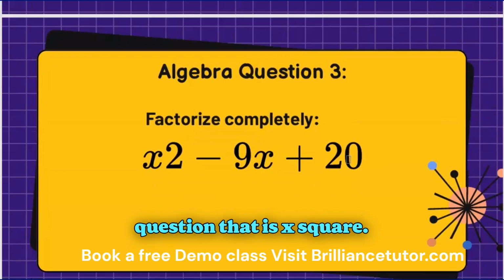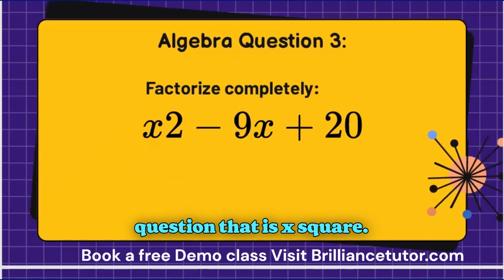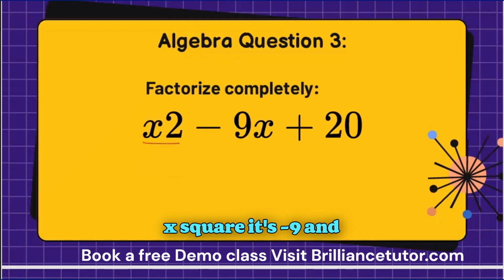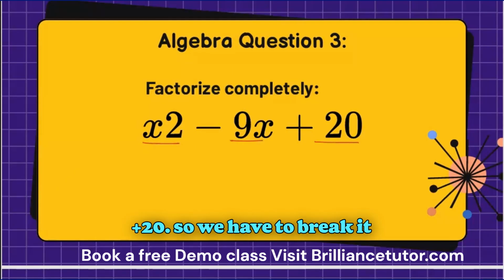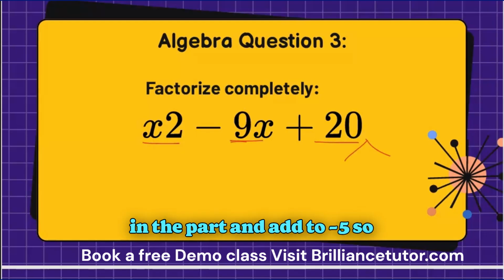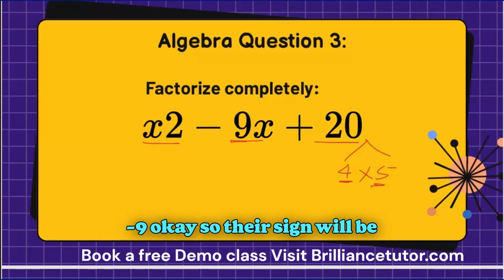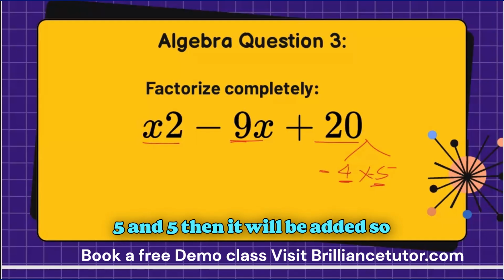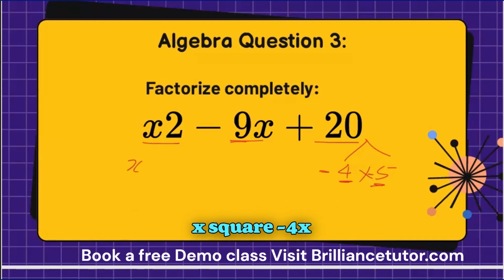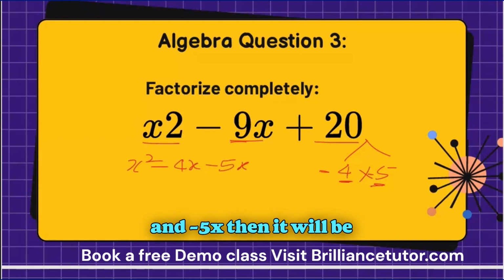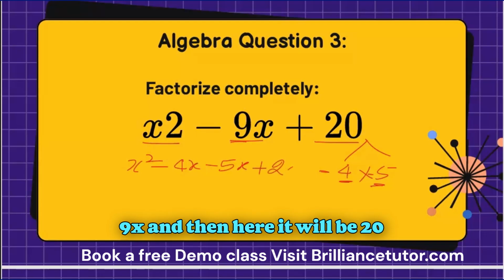So now see the next question, and that is x square minus 9x plus 20. So we have to break it into parts that add to minus 9. We can write 20 as 4 into 5, and when we add these numbers, it will be minus 9. So their signs will both be minus, and then they will be added. So x square minus 4x and minus 5x, then it will be minus 9x, and then here it is 20.